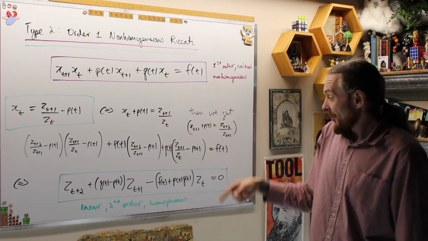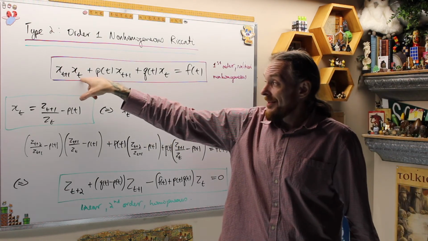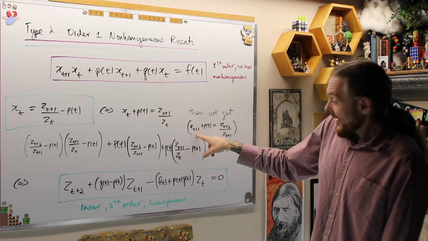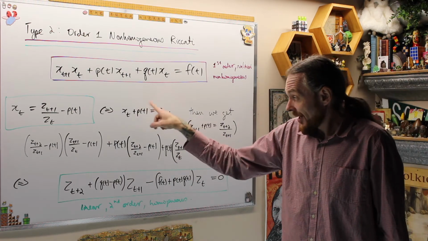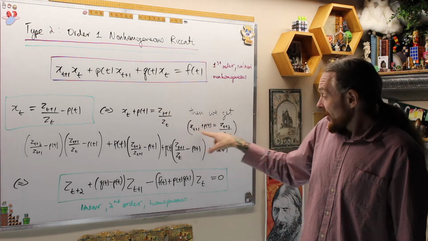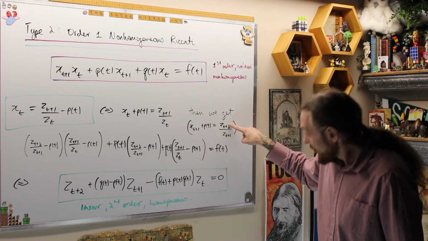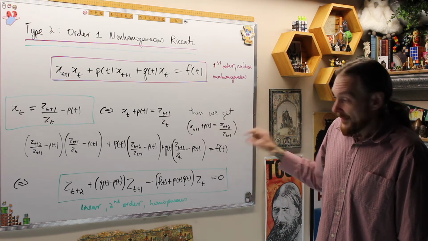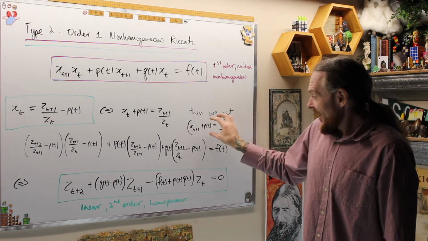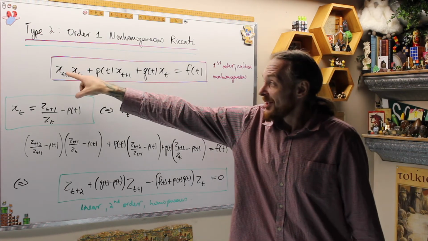Well, then you also have to remember we need the other index. We've got two indices in there, t and t plus 1. So using this Riccati substitution, x_{t+1} plus p of t will be z_{t+2} over z_{t+1}. Now that I have this one and this one, I can put them into here.